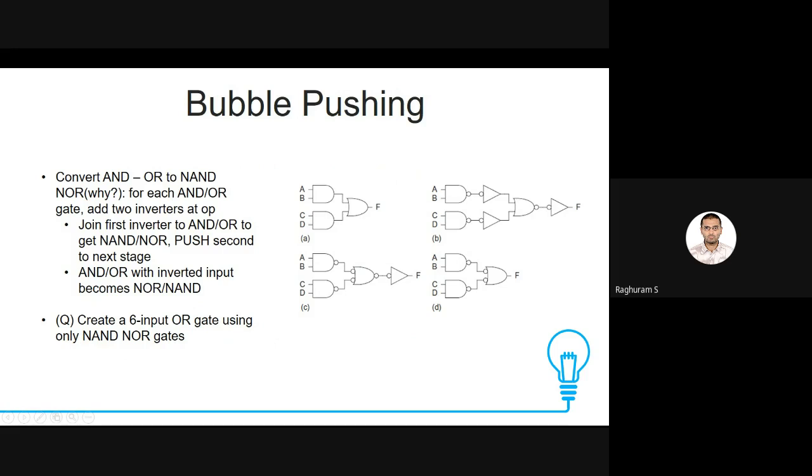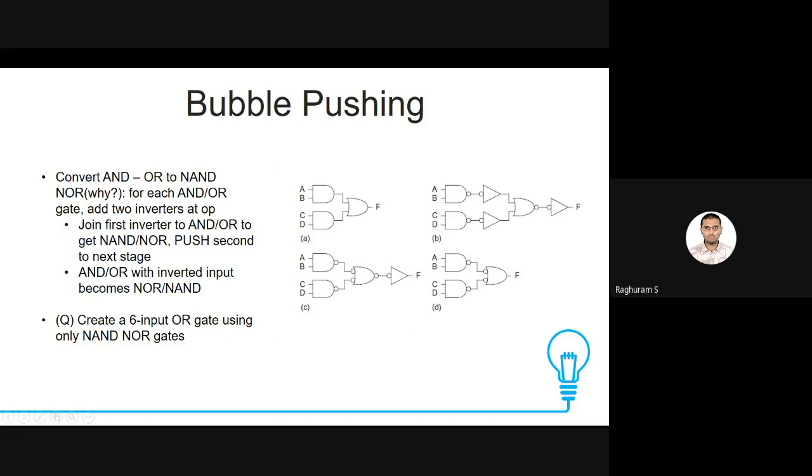Start with any AND or OR gate in your circuit. Add two inverters at the output. The first inverter you take with the gate itself and you convert AND or OR to NAND or NOR. The second inverter, push it to the next stage, and using De Morgan's laws, any gate with inverted inputs we can transform in this way, AND or OR to NOR or NAND. And in this way, as many gates as possible, we will try to convert from AND or OR into NAND or NOR.